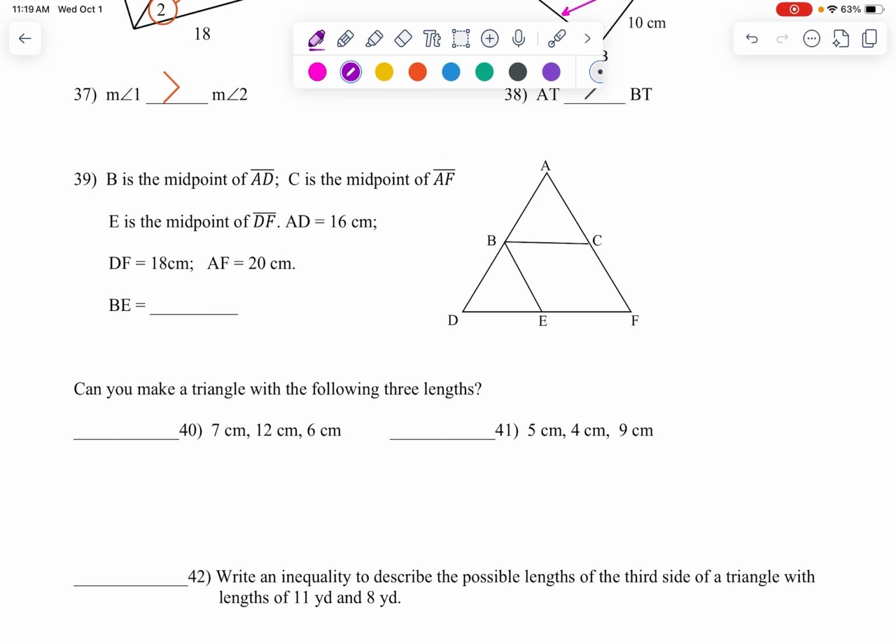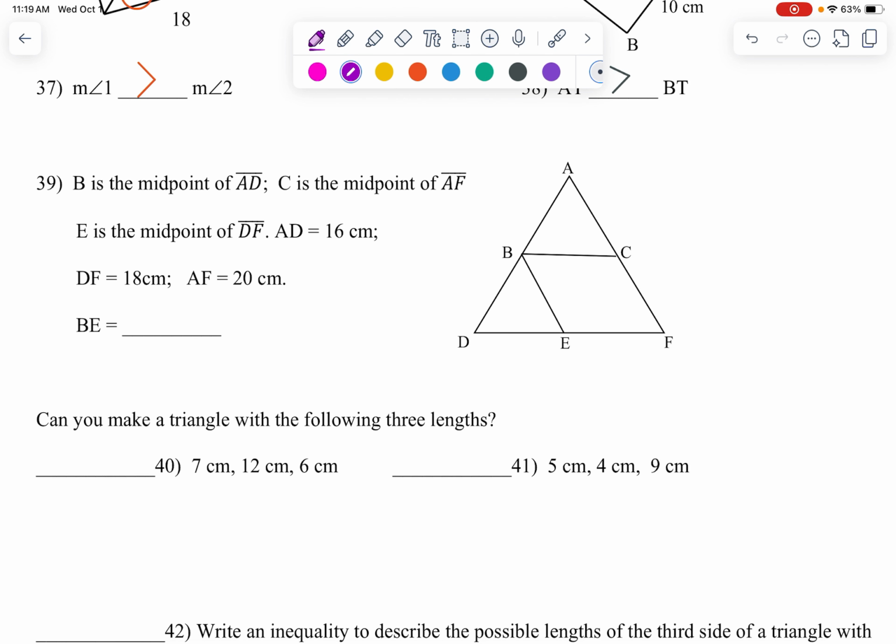All right, number 39. B is the midpoint of AD. I'm going to stop right there and mark that on my picture. B is the midpoint, so I have congruency marks. C is the midpoint of AF, so more congruency marks. E is the midpoint of DF, so I have more congruency marks.